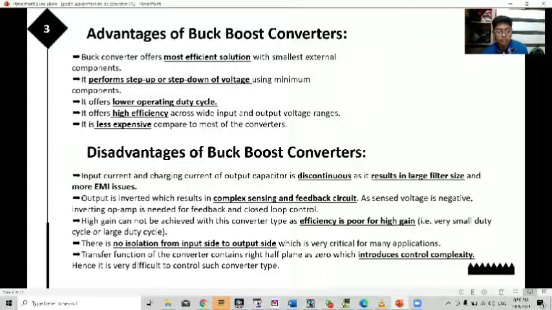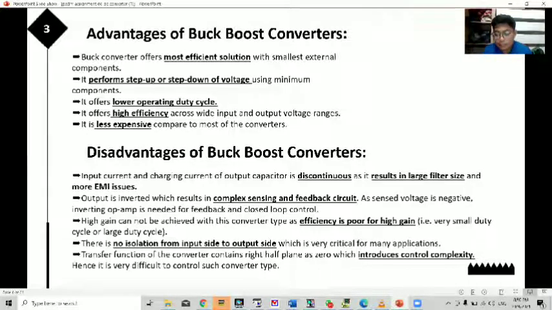Next we go to the disadvantages of buck boost converters. For the disadvantages, the input current and charging current of our output capacitor are discontinuous, which results in large filter size and more EMI issues. The next disadvantage is that the output is inverted, which results in a complex sensing and feedback circuit.